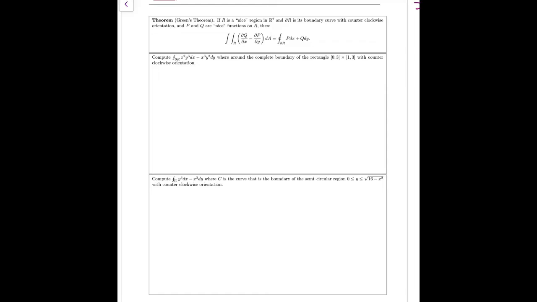So if R is a nice region in R2, so what do I mean by a nice region? Basically that it's all one piece and that its boundary curve, so this part right here, is a smooth curve. It doesn't have any corners or anything like that.